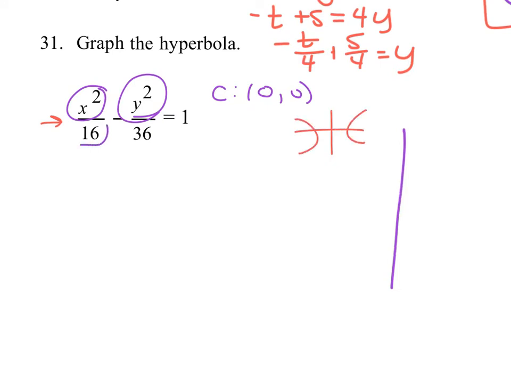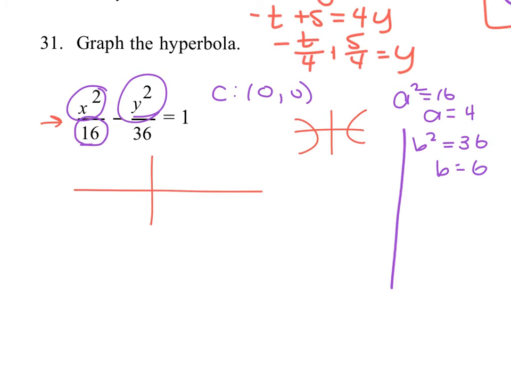And whatever's underneath the positive term or the first term is going to be your a. So a squared is 16, making a 4. B squared is 36, making b 6. And that's the distance from the center. The a would be the horizontal axis in this case. So center's here. We would go out 1, 2, 3, 4, and go out 1, 2, 3, 4.